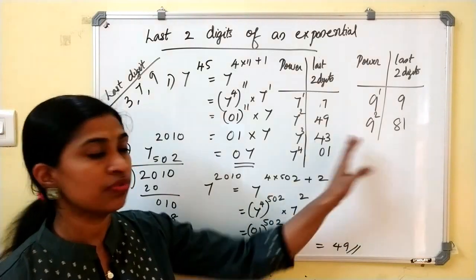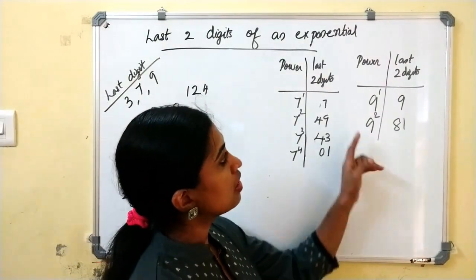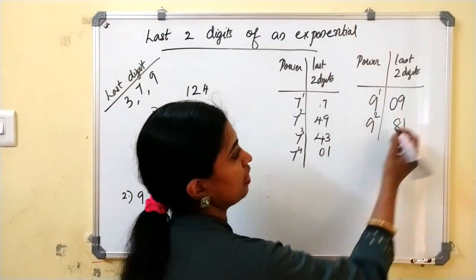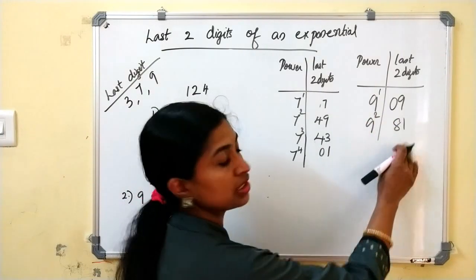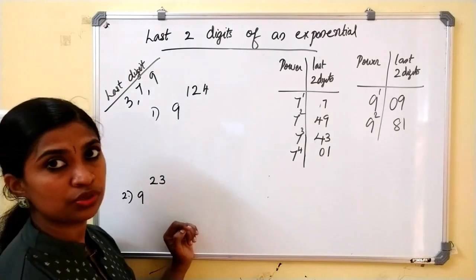Now let us see the case of 9. The case of 9 follows this table. Power of 9 is 1, the last two digits are 09. And power is 2, 9 square, the last two digits are 81. So if the question is 9 raised to 124, what we have to do?